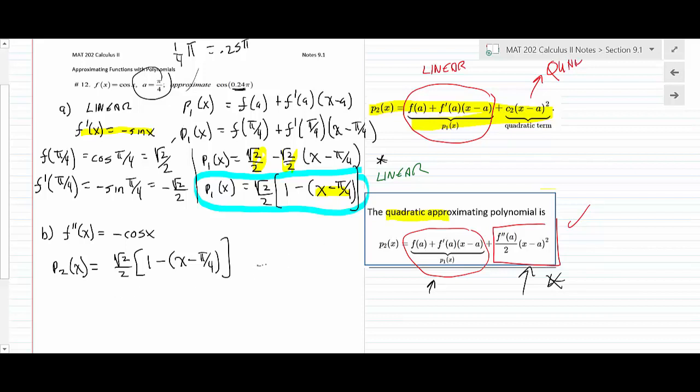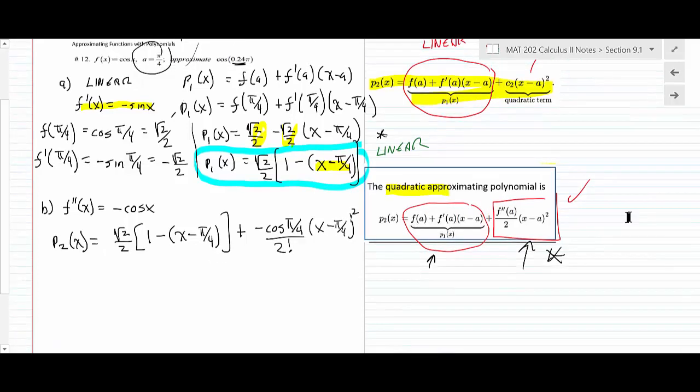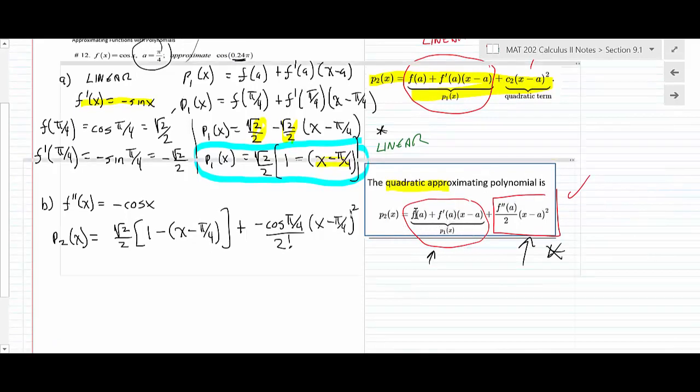Now we need to just add in this term right here. So what we're going to do now is add this on. We're going to do f double prime of a. Well, that's going to be negative cosine. A again is pi over 4. And then really that's a 2 factorial. I just want to stress that so that you kind of see the pattern on this. And then this would be x minus pi over 4 to the second power right there. So we just need to clean that up and work that out. So again, when you're doing the quadratic, you already got the linear. Then you add that piece like that.